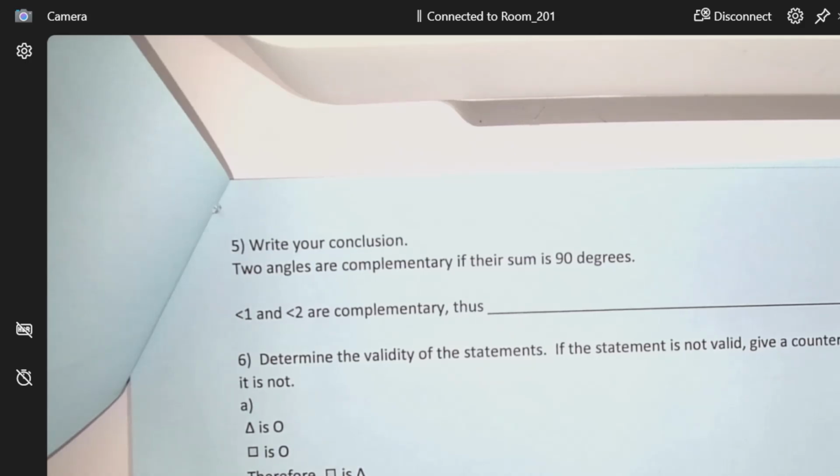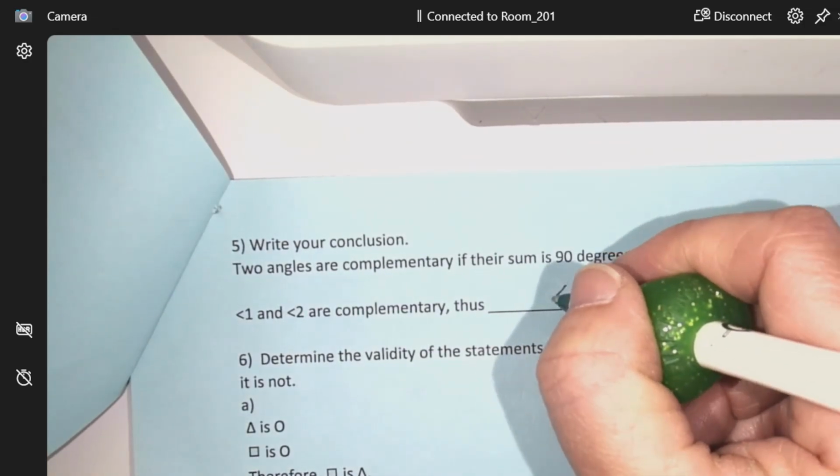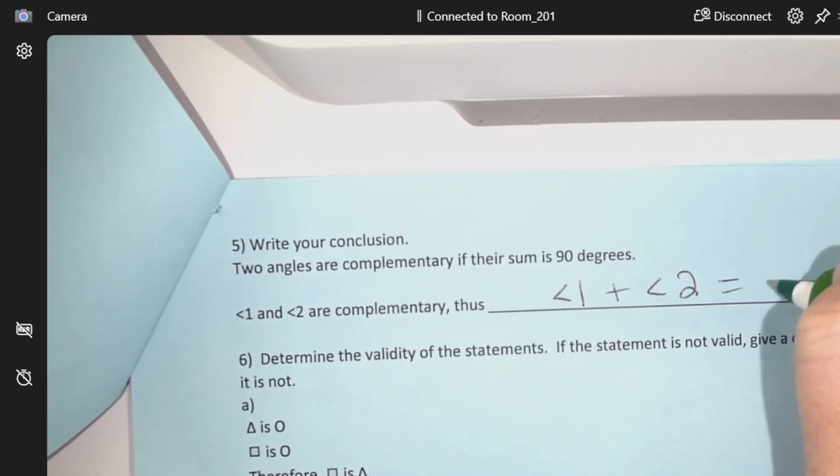2 angles are complementary if their sum is 90 degrees. That's the definition for complementary angles. Angle 1 and 2 are complementary, thus, what kind of conclusion would you make? So 2 angles are complementary if their sum is 90. Angle 1 and angle 2 are complementary with each other, thus, what? Thus, they have a sum of 90 degrees. Right?